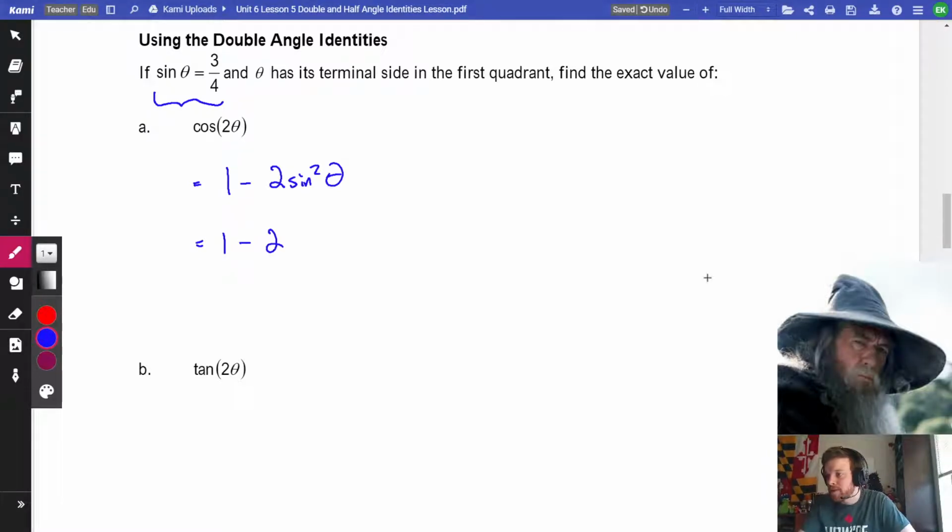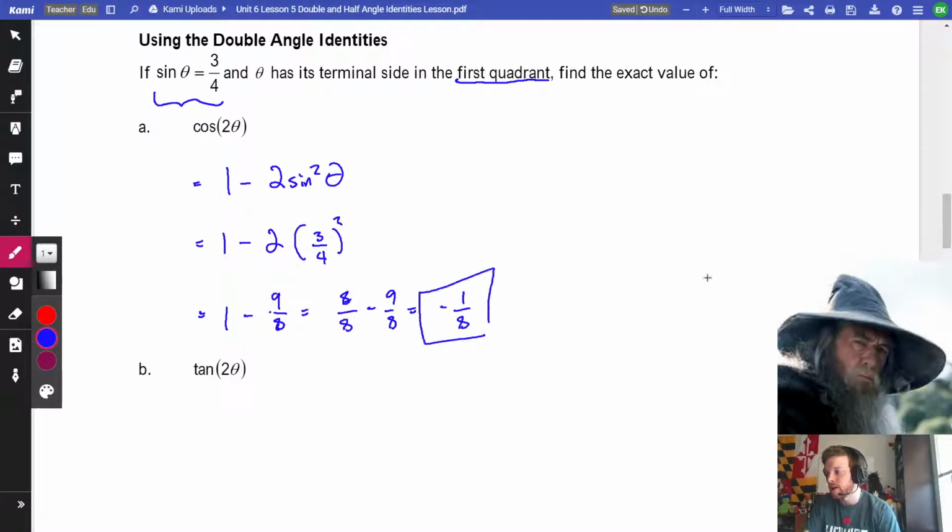1 minus 2 times sine theta squared. Sine theta is 3/4, so 3/4 squared. And then we just do a little bit of evaluating. We didn't even use this other piece of information that it's in the first quadrant. Doesn't matter. We're squaring. 9/16 times 2, that's 9/8. 1 minus 9/8. 8/8 minus 9/8. -1/8. There is our answer. -1/8. Not too bad.